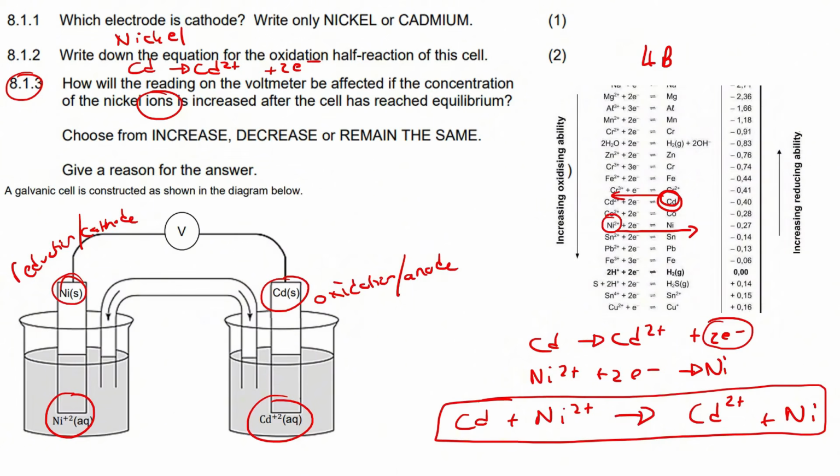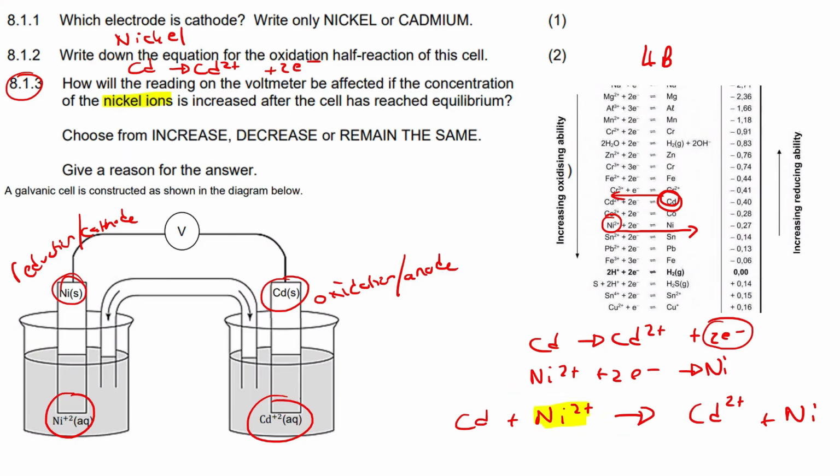So they said, how will the reading on the voltmeter be affected if the concentration of the nickel ion is increased? So not the nickel, not this one, specifically the nickel ion. Your nickel ion is this one. So think about Le Chatelier now. If you increase the concentration of this, what is the system going to try to do? It's going to try to decrease the amount of that again, so it's going to go in the forward direction. As soon as these reactions go forward, the voltmeter reading goes up. As soon as the reactions go in reverse, the voltmeter reading goes down.